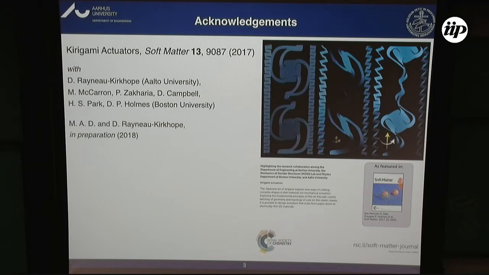So some acknowledgements. This work has been done with Daniel Renaud Kirchhoff from Aalto University, Douglas Holmes' group at Boston University, and also Harold Park and David Campbell at Boston University. They're mostly responsible for the MD simulations that you'll see during this talk.